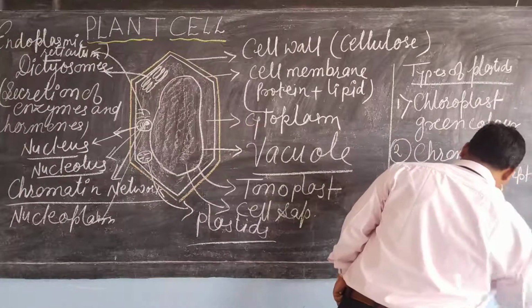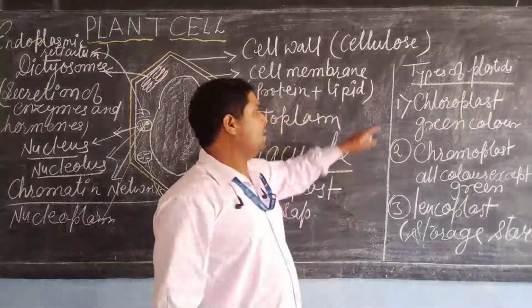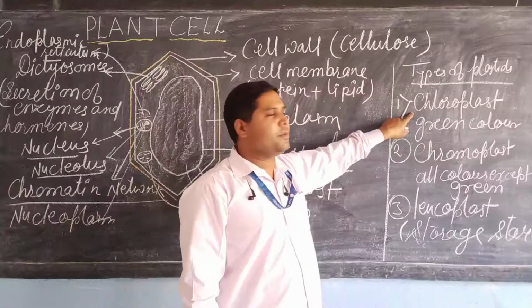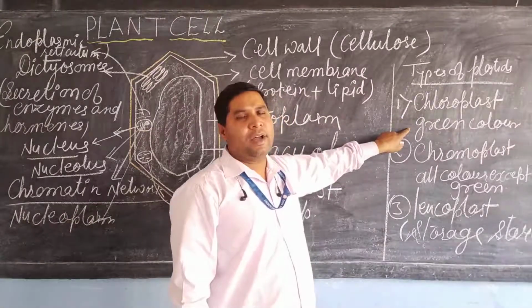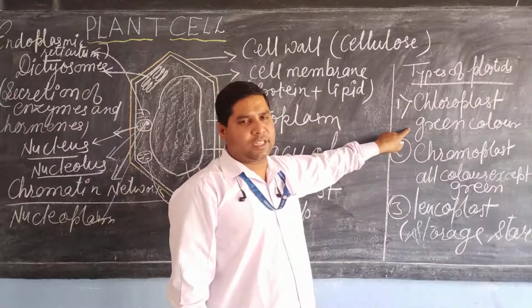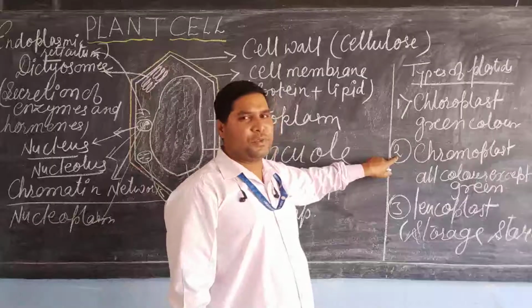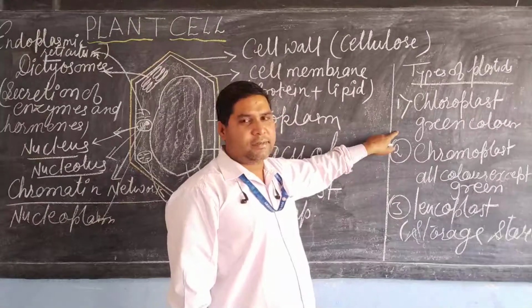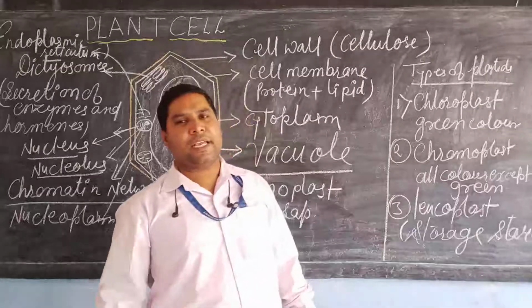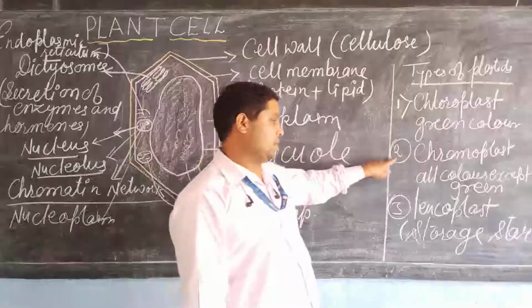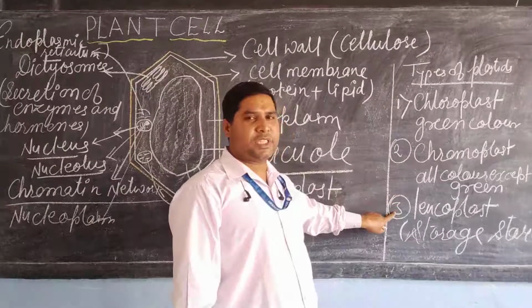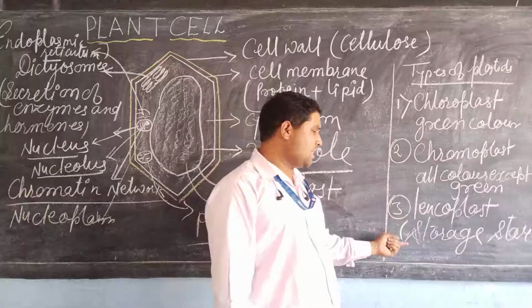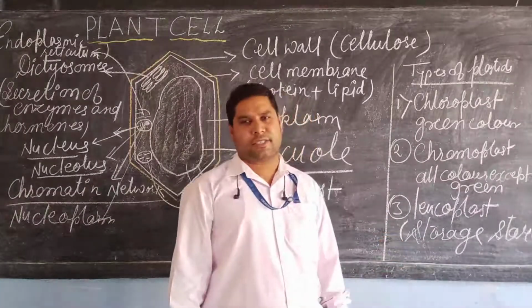So according to the function, plastids are of three types. Chloroplast is responsible for giving green color to the plant and it helps in photosynthesis. Chromoplast gives all the other colors except green and it helps the plant in different ways. Leucoplast is known as a colorless plastid, but its function is storage of starch.